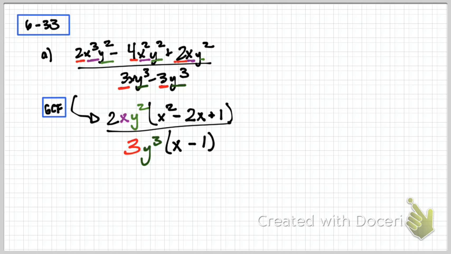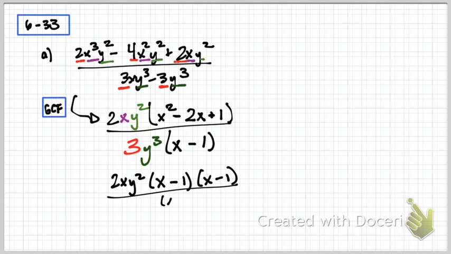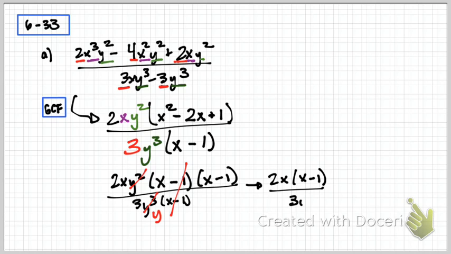To go farther with that, let's factor the inside. (x minus 1) squared, all over x minus 1. It's going to come out nice. Oops, can't forget about what's left here: 3y cubed. So we can cancel these. The y's cancel. I have 1 left on the bottom. So your final is 2x times (x minus 1) all over 3y. I think that's as far as we can go on that one.